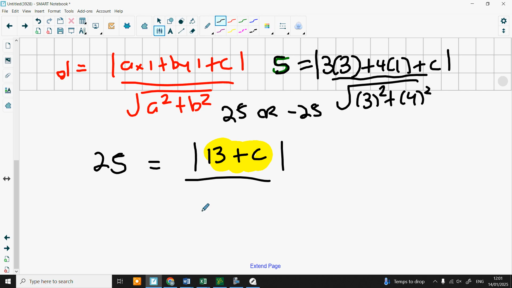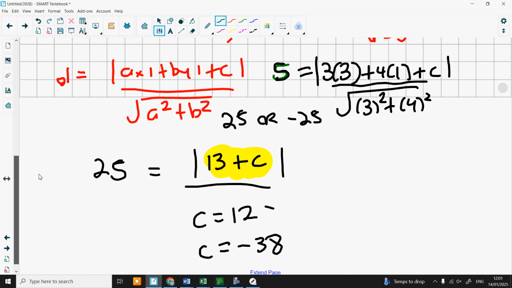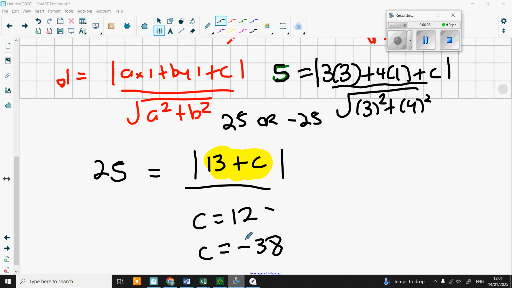How do I get to 25? C value of 12. How do I get to minus 25? C value of minus 38. It's nice and fast, isn't it? You could square both sides and do a quadratic equation, but it's ultimately your choice. It just wants the two values of c, so we're done.